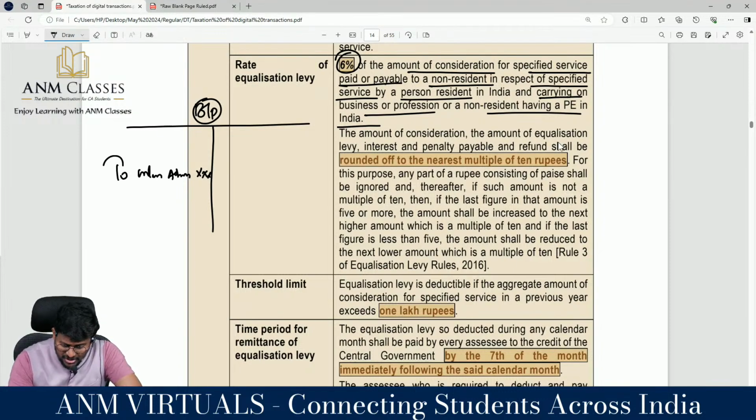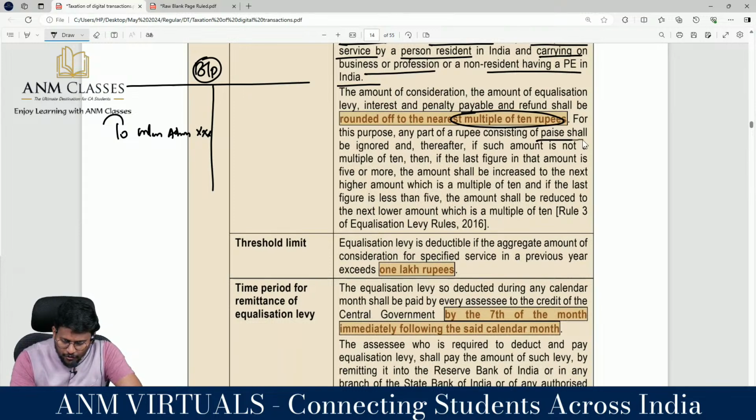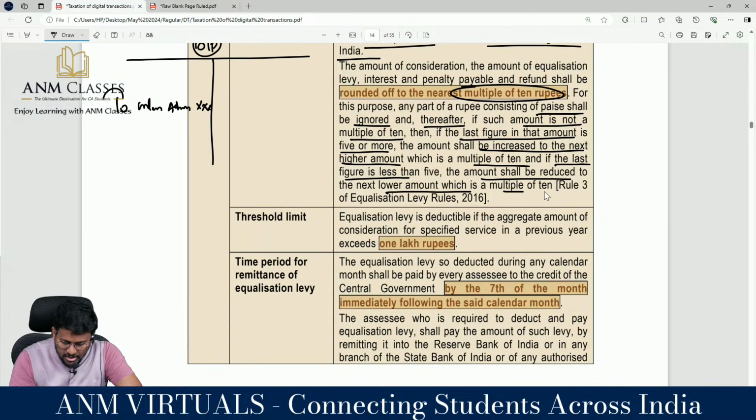The amount of consideration, and the amount of equalization levy, interest and penalty payable and refund, shall be rounded off to the nearest multiple of ten rupees. You have to round off to the nearest multiple of 10 rupees to pay. For this purpose a part of a rupee consisting of paise shall be ignored, and thereafter if such amount is not a multiple of ten, then if the last figure in the amount is 5 or more, the amount shall be increased to the next higher amount which is a multiple of ten. If the last figure is less than 5, then the amount shall be reduced to the next lower amount which is a multiple of ten. Paise ignored.